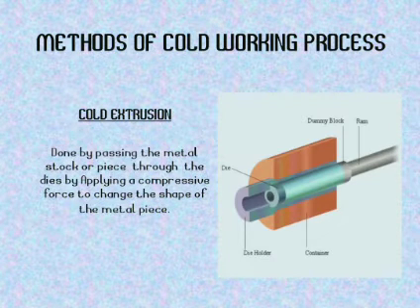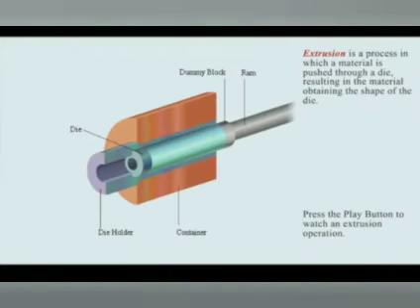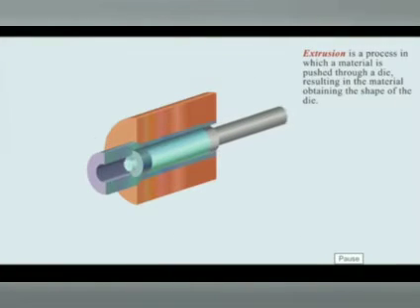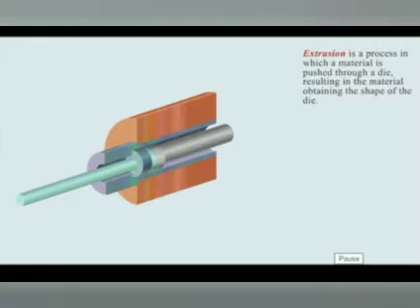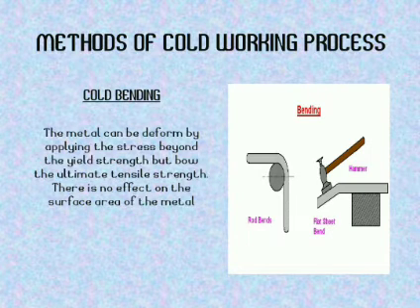We also have cold extrusion. It is done by passing the metal stock or piece through dies by applying a compressive force to change the shape of the metal piece. And cold bending. The metal can be deformed by applying stress beyond the yield strength but below the ultimate tensile strength, so there is no effect on the surface area of the metal.